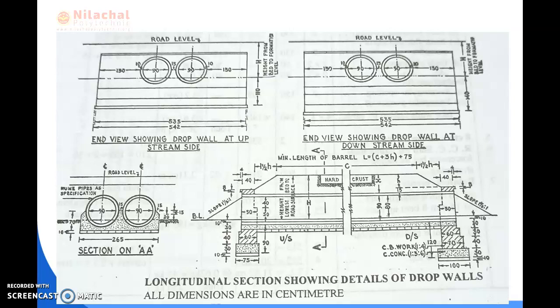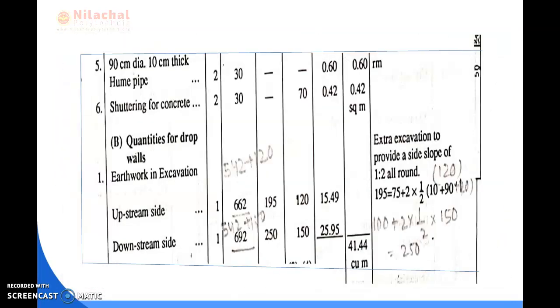The upstream side and the downstream side are different from each other, so we consider the upstream side and downstream side separately. Here, one drop well is provided at the upstream side and one drop well is also provided at the downstream side.